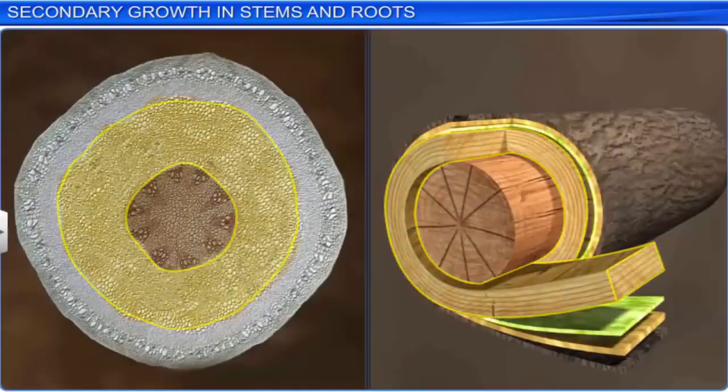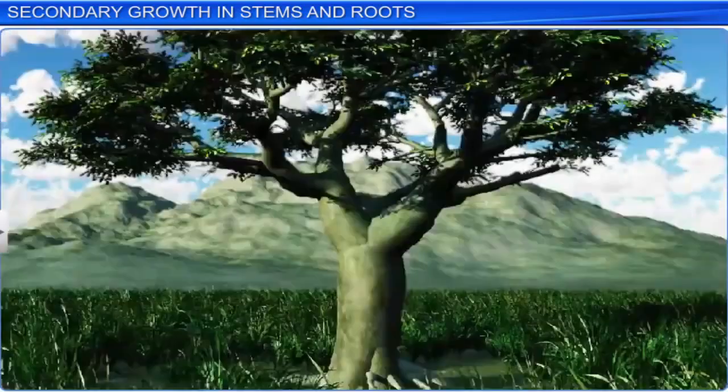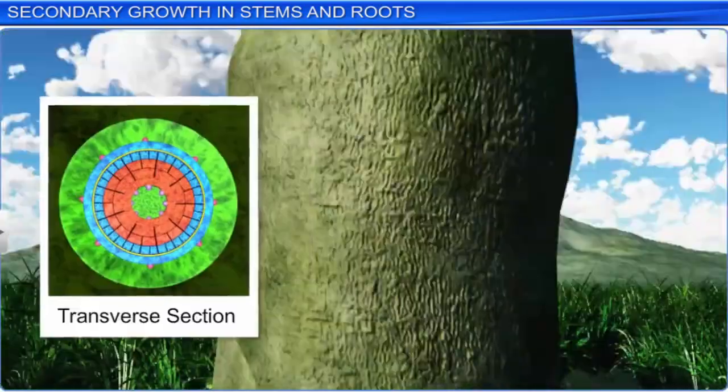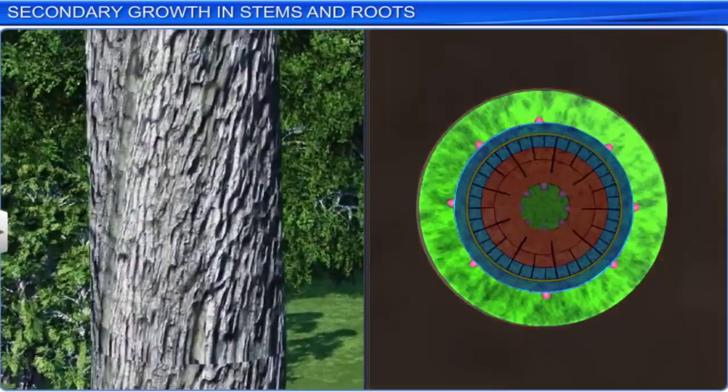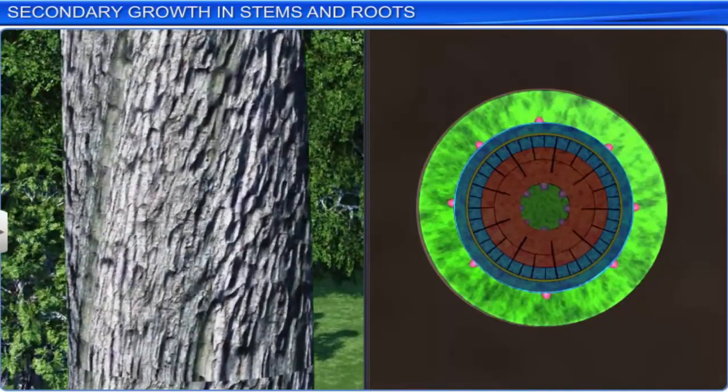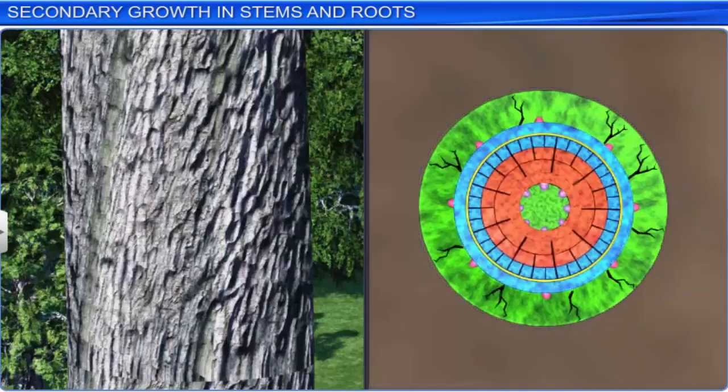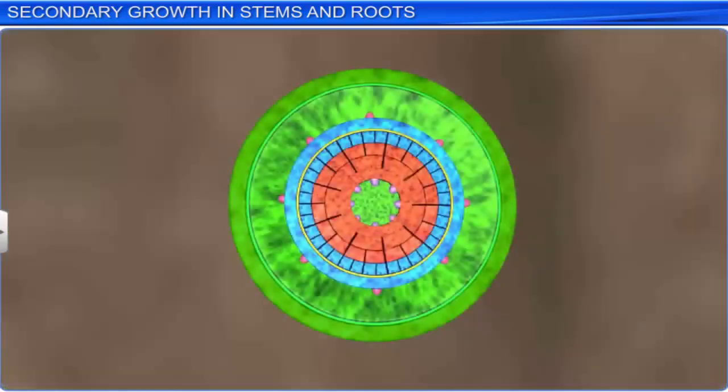The peripheral region of the secondary xylem, which is lighter in color and is involved in conduction of water and minerals, is called sapwood. The cortex is another region where secondary growth takes place. Due to the vascular cambium's activity, the stem increases in girth. This results in rupturing of the cortical and epidermal layers. These layers need to be replaced with new protective cell layers.